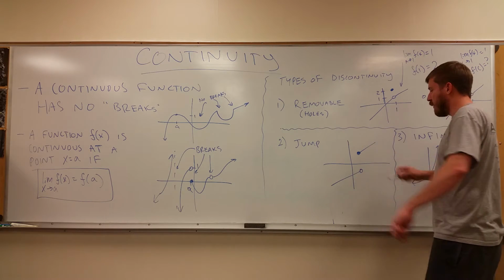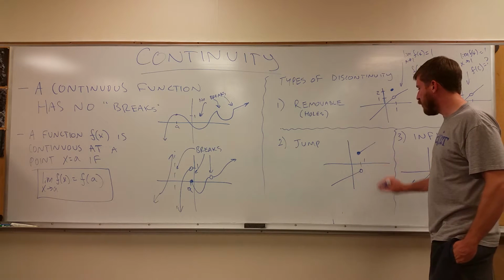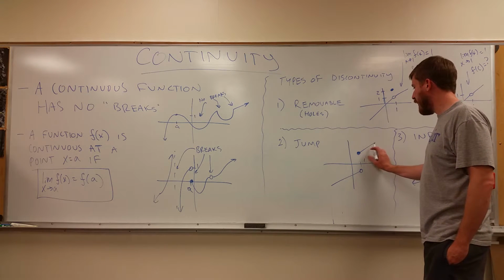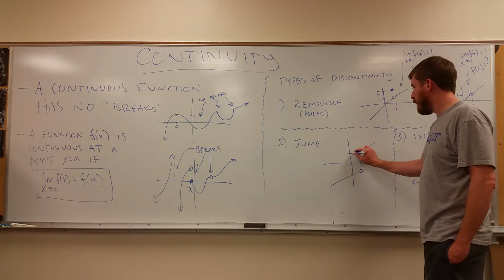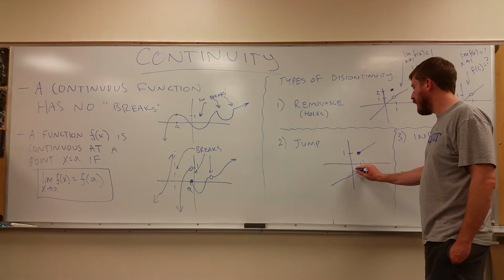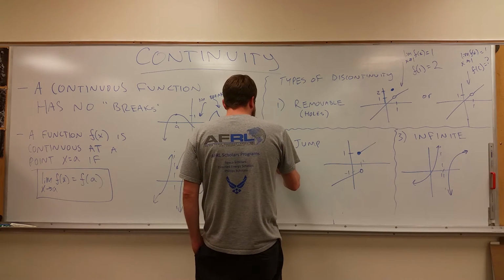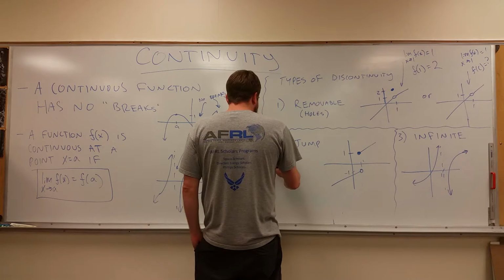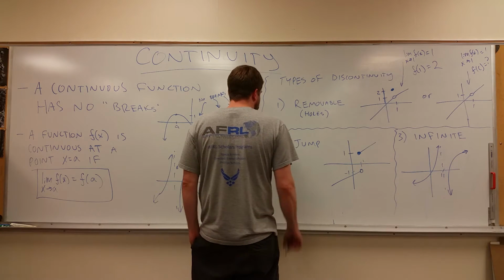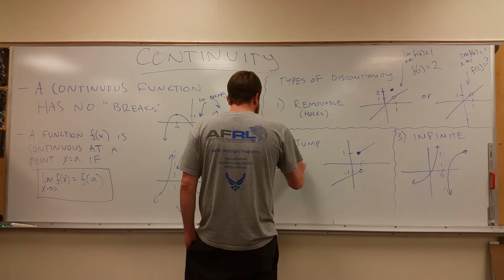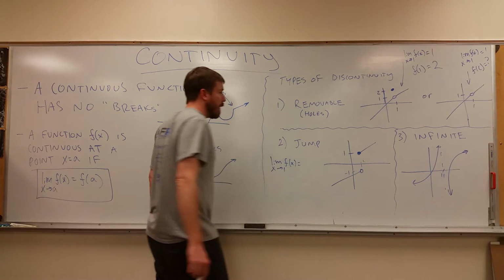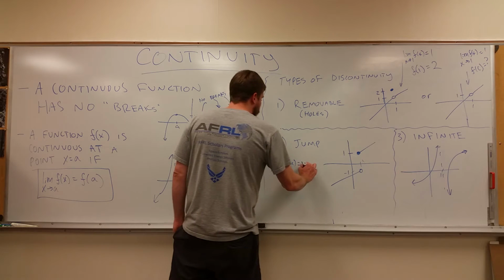But anyway, in this case, let's say this x value was 1, the y value was 1, and this y value was -1. Now, if you asked me in this case what is the limit as x approaches 1 of this function, you should tell me that the limit does not exist.